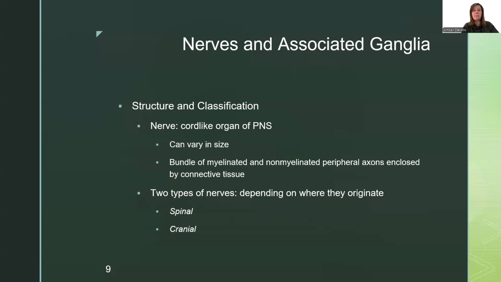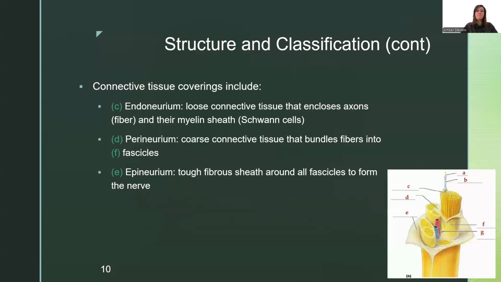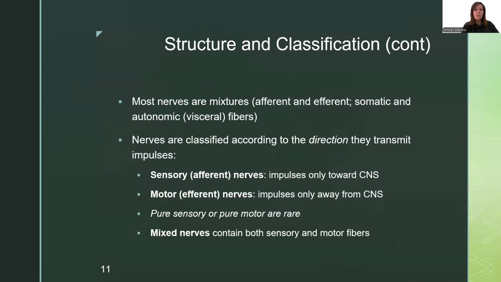And then you have two types of nerves: your spinal nerves and your cranial nerves. That just depends on where they originate. All right, so nerves can carry sensory signals, which is called afferent, to the brain. I talked about the endoneurium, perineurium, and epineurium on that last slide, and we talked about that last week as well.